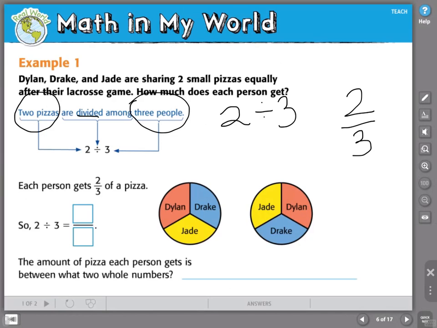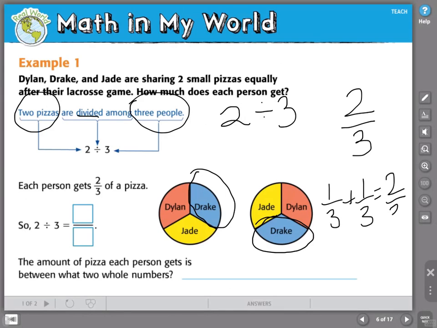Let's take Drake here. Drake gets 1/3 of this pizza and 1/3 of this pizza. 1/3 plus 1/3 is 2 thirds. So 2 divided by 3 is 2/3. Now, here's a question. The amount of pizza each person gets is between what two whole numbers?